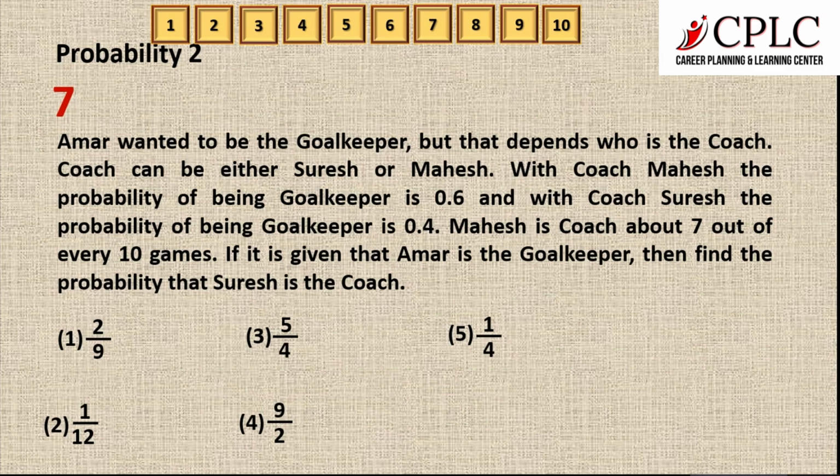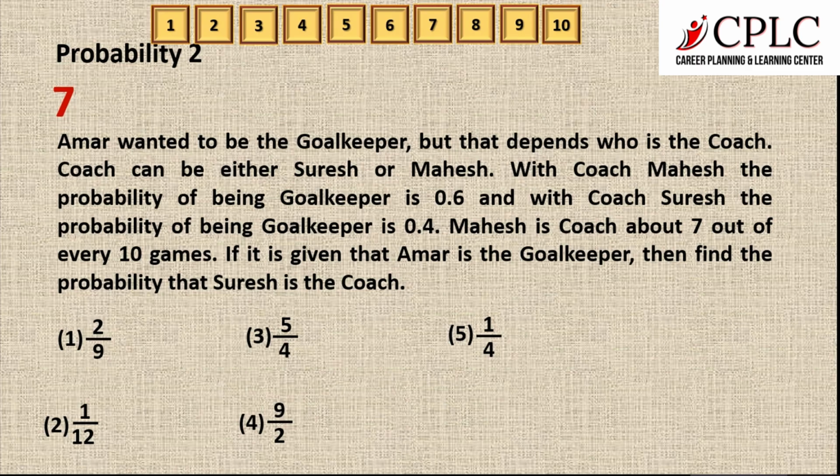Amar wanted to be the goalkeeper, but that depends on who is the coach. Coach can be either Suresh or Mahesh. With coach Mahesh, the probability of Amar being the goalkeeper is 0.6. And with coach Suresh, the probability of Amar being the goalkeeper is 0.4. So I think till this part is correct. The next part is where the corrections are happening. Mahesh is coach about 7 out of every 10 games.